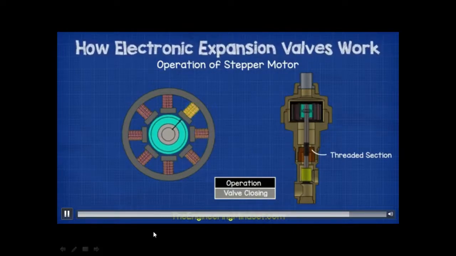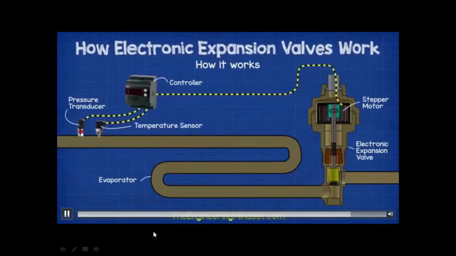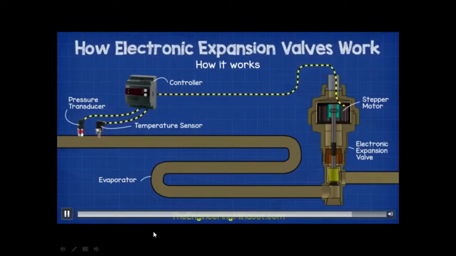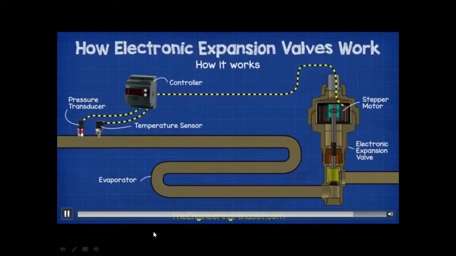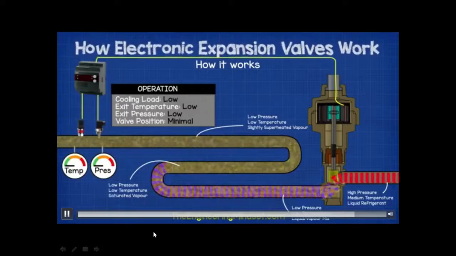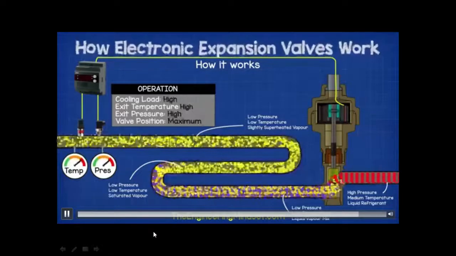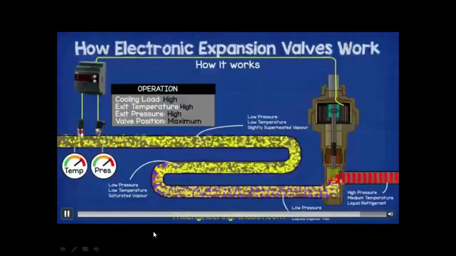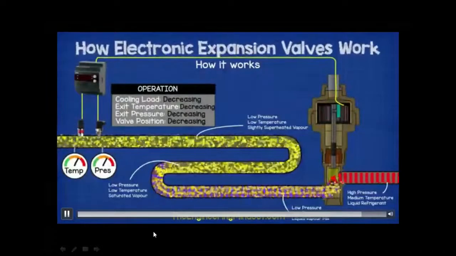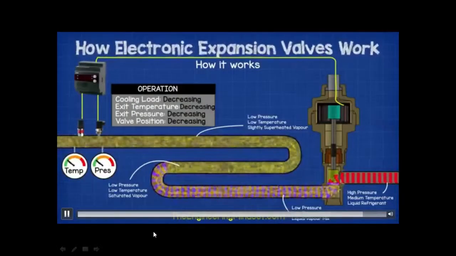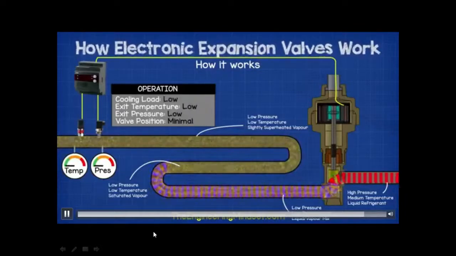The controller is constantly taking pressure and temperature measurements and sending signals to adjust the valve position to suit the current load. When the cooling load increases, the refrigerant within the evaporator is going to boil off much quicker and the suction line pressure and temperature will increase. The expansion valve senses this and opens to allow more refrigerant in. When the cooling load decreases, the refrigerant will boil off more slowly and the suction line pressure and temperature decreases. The expansion valve will then begin to close to allow less refrigerant into the evaporator and maintain the correct superheat.